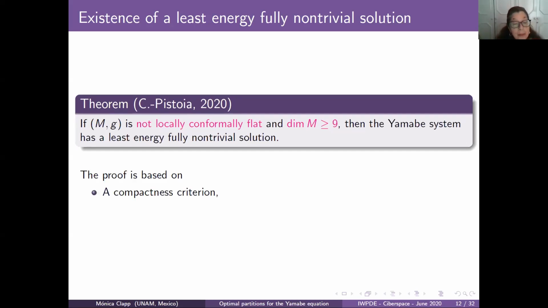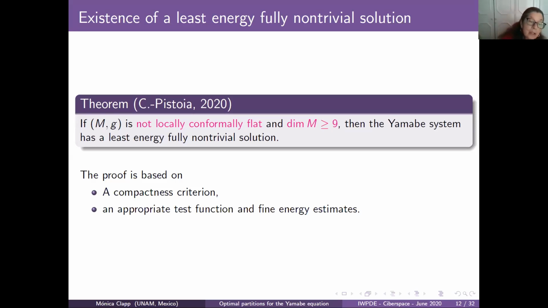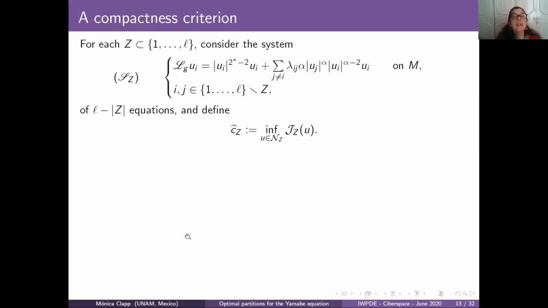Now, to prove this, of course, we need some compactness because the critical exponent is there. So there is, in general, no compactness. So we need a compactness criterion. And in order to check the compactness criterion, what we need is an appropriate test function. Let me just give you a sketch of how this goes. We are going to look at subsystems of the system. So we look at a set of indices C between 1 and L. And what we do is we erase from our original system all components whose index is in the set C. Then we have a system with fewer equations, with L minus the cardinality of C equations, and we look at the corresponding infima.